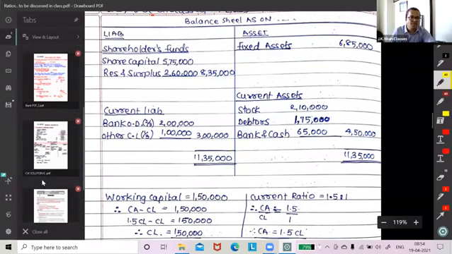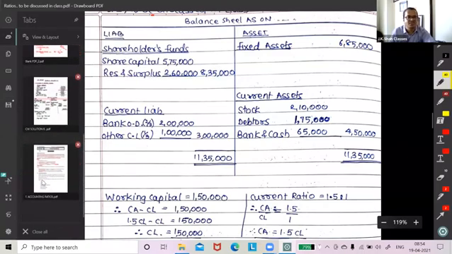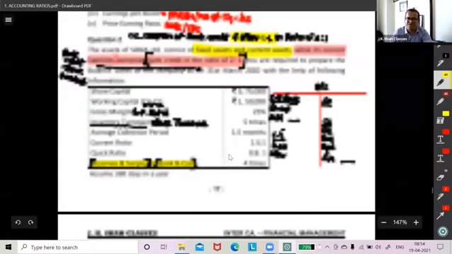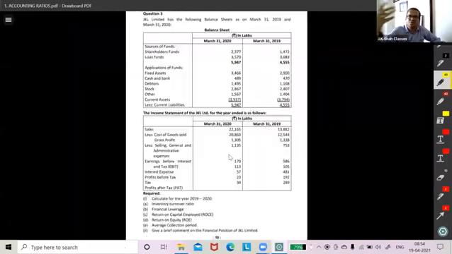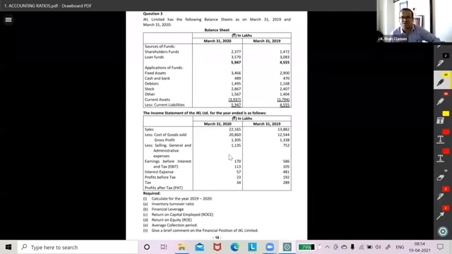Let's go to the next question to be discussed in class. Question number 3 is a comparatively very easy question. What you have to do is just pick up the numbers and calculate the ratios. So we'll just do some quick marking over here.